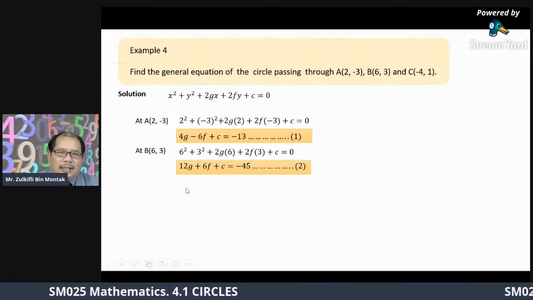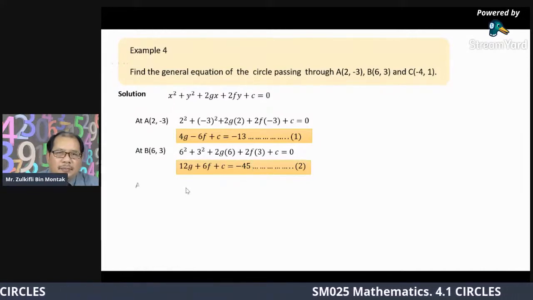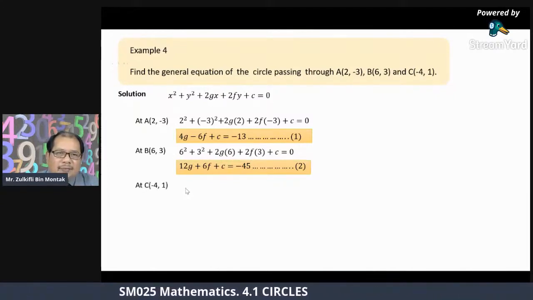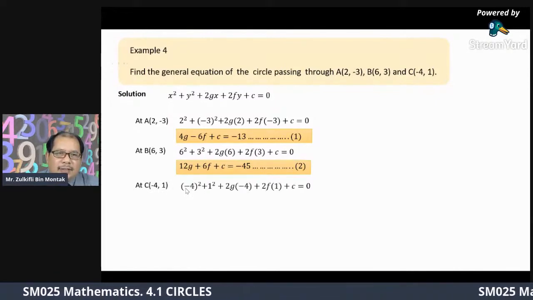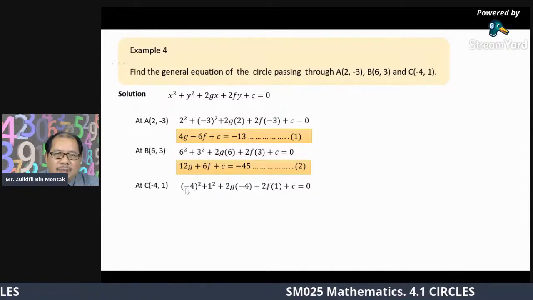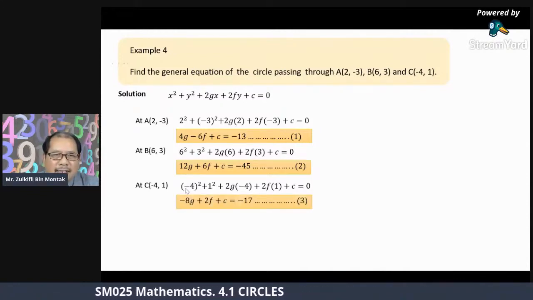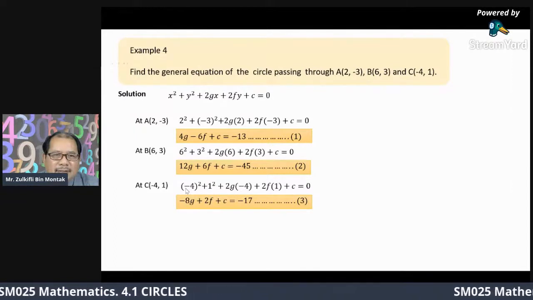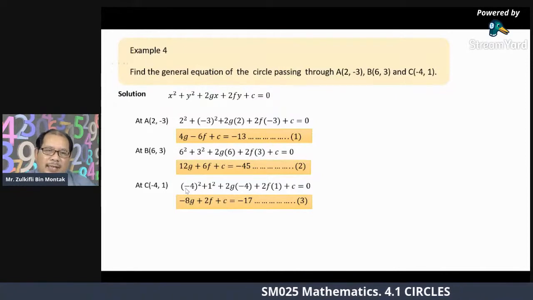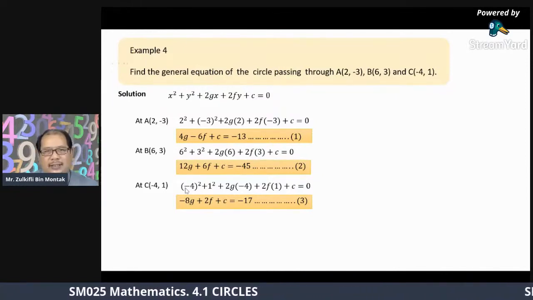And then next, we substitute the third point C(-4, 1). When x equals negative 4 and y equals 1, we get another equation, the third equation, negative g plus 2f plus c equal to negative 17. Now we have 3 equations, and we solve simultaneously.